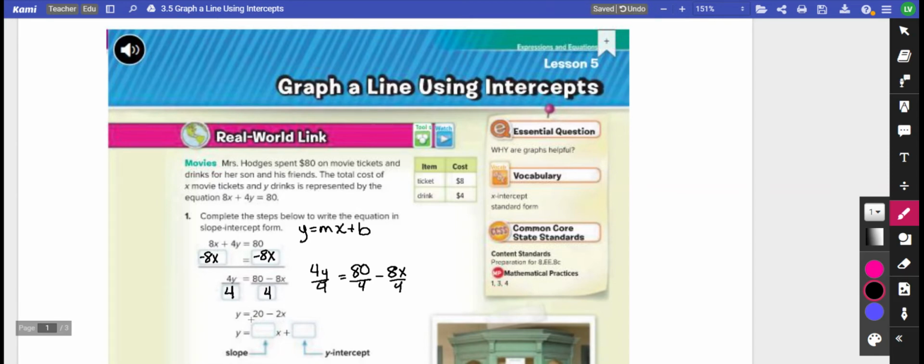Then when we have y equals 20 minus 2x, I need to reverse the order, so that I have my mx term first and my b term second. So I am going to make this into a negative 2x, and switch the order to make this negative 2x plus 20. As we learned in the last section, negative 2 is my slope. That is my variable m. And my y-intercept is 20, or you can write that as (0, 20).